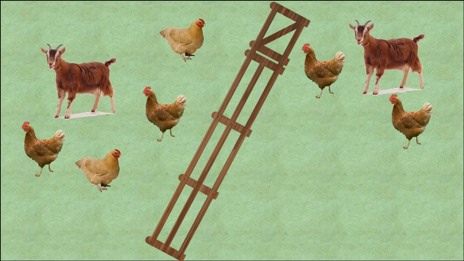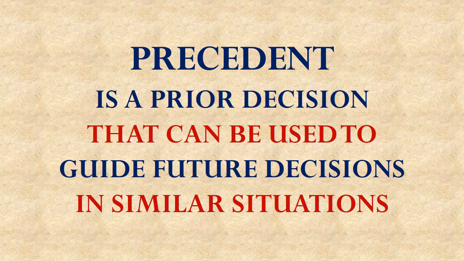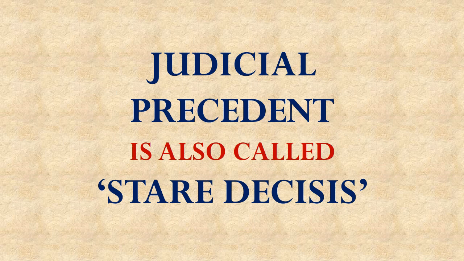So now notice what's happened here. Original judge was faced with a unique situation. He rendered a decision, and then a later judge looked back at what he did and decided to do the same thing. From this, we get the idea that we call precedent. Precedent is when a prior decision is used to guide future decisions in similar situations. Precedent used in court is sometimes called stare decisis.